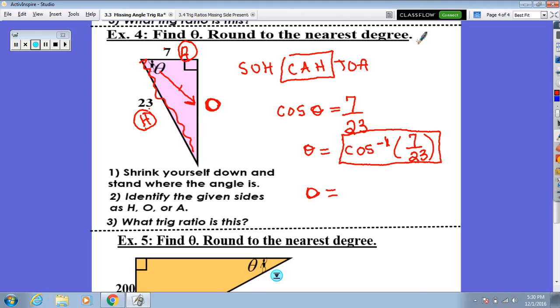Once again, they say to round to the nearest degree, so that means we need a whole number. Please make sure that you pay attention to where to round to. That will make the difference between a right and a wrong answer on your CDA. So this one is 72 degrees.